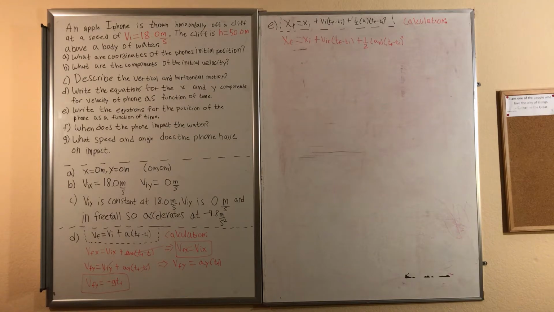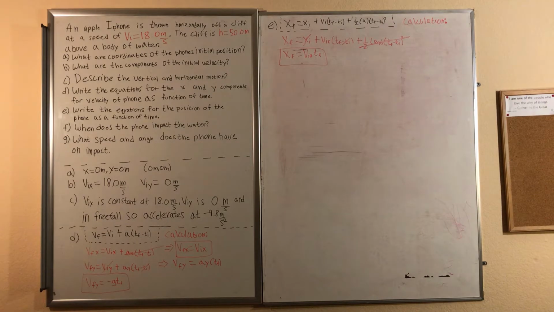Rewrite x final equals x initial plus initial velocity of x times final time minus initial time plus 1/2 times acceleration times final time minus initial time squared. And we are solving for x final. X initial, acceleration in the x direction, and initial time are all 0, so we can cross them out and get the equation x final equals initial velocity of x times final time.